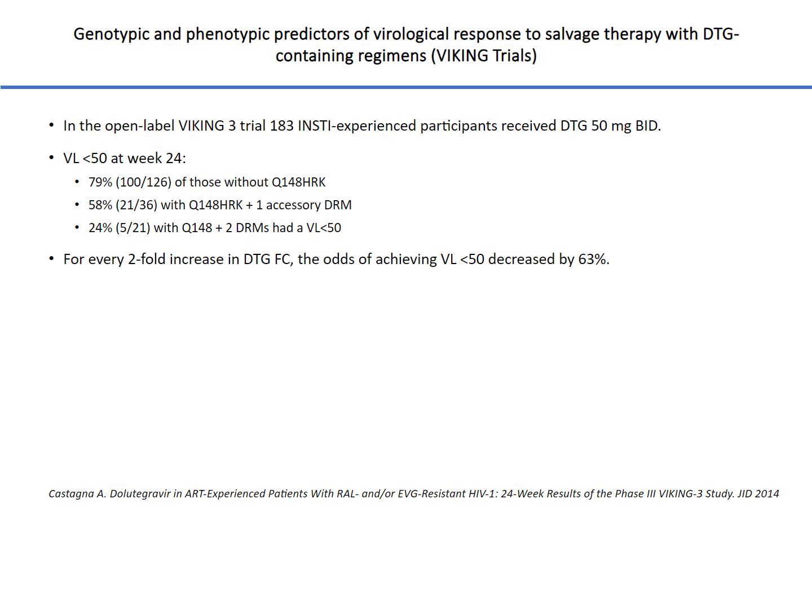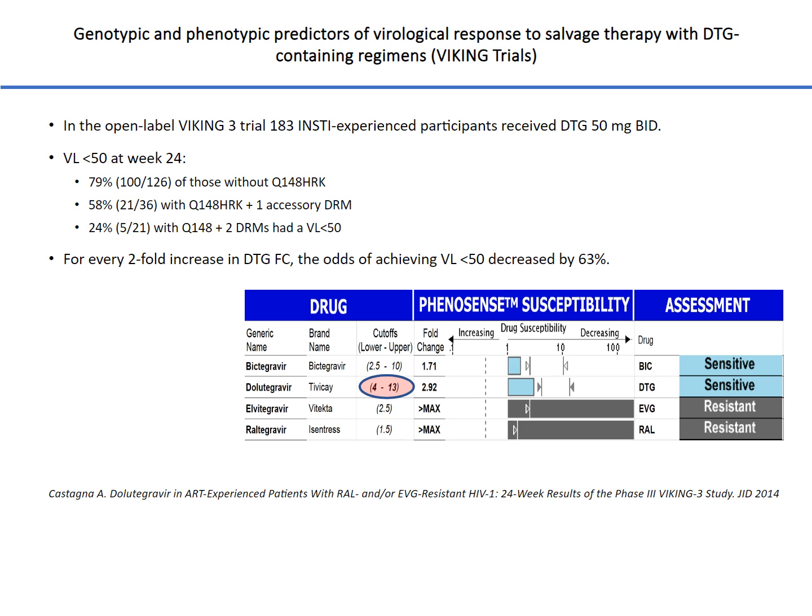For every twofold increase in dolutegravir fold change, the odds of achieving a virus load less than 50 copies per mL decreased by 63%. Based on these data, Monogram Biosciences established a lower clinical cutoff threshold of 4-fold and an upper clinical cutoff threshold of 13-fold for dolutegravir.